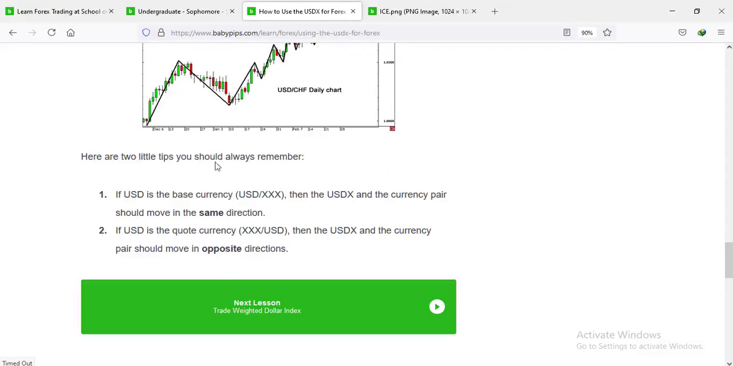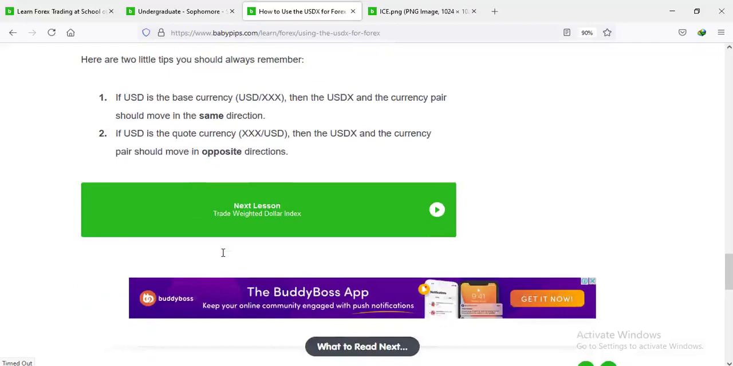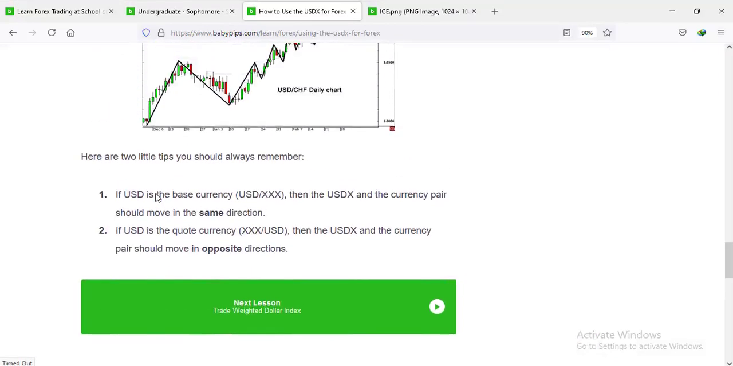So here are two little tips you should always remember. If the USD is the base currency, like USD and whatever, then the USDX and the currency pair should move in the same direction. Now if the USD is the quote currency like GBP USD, then the USDX and the currency pair should move in the opposite direction. That's how you trade with the US dollar index.